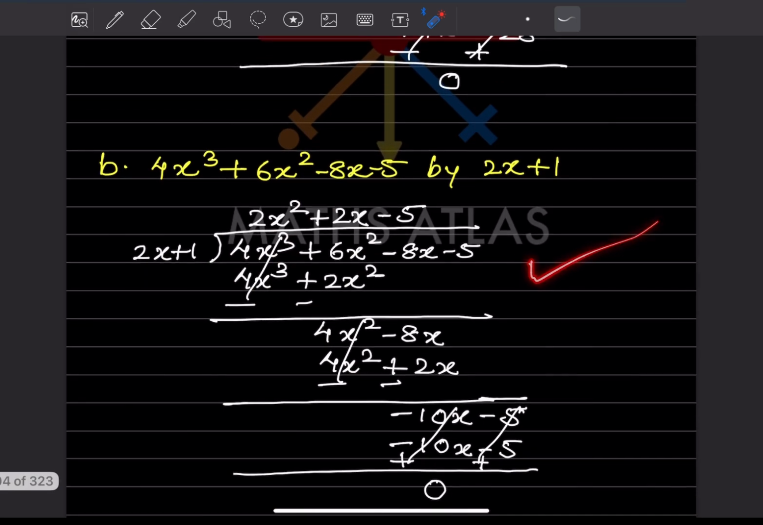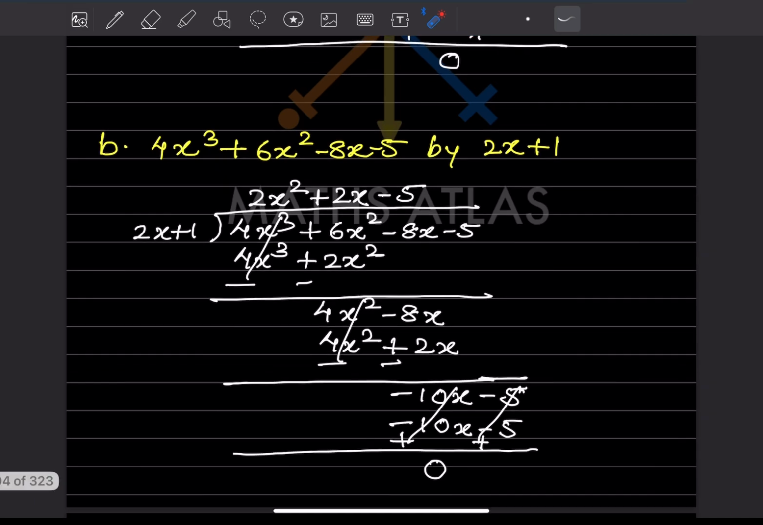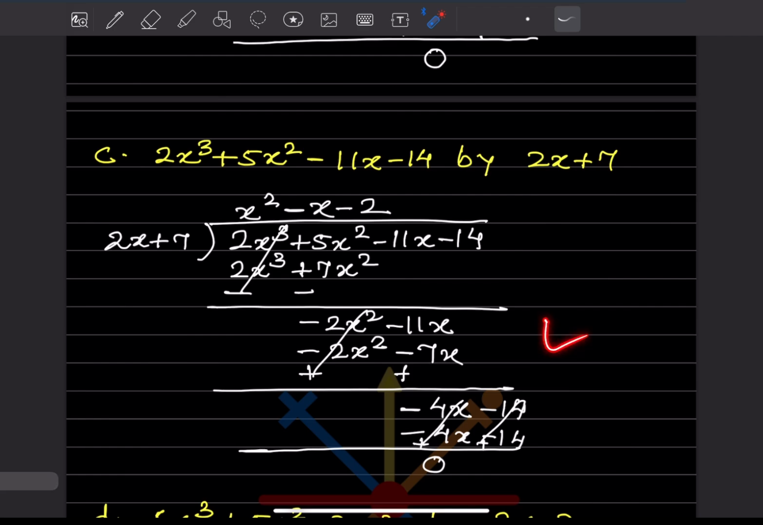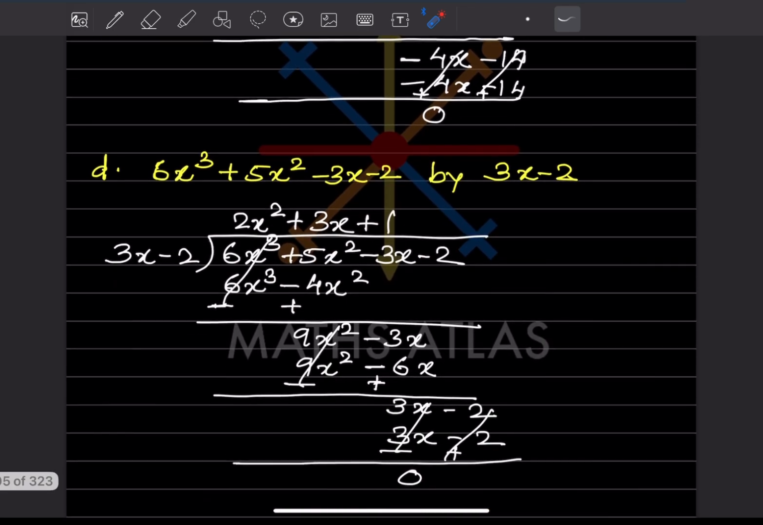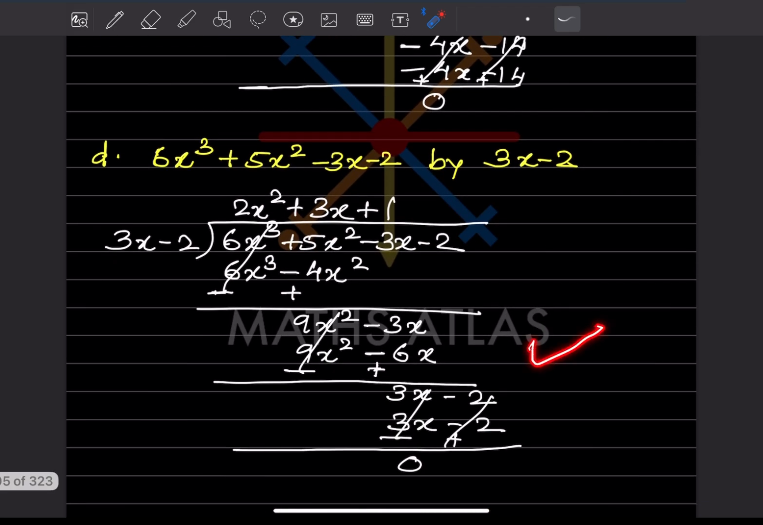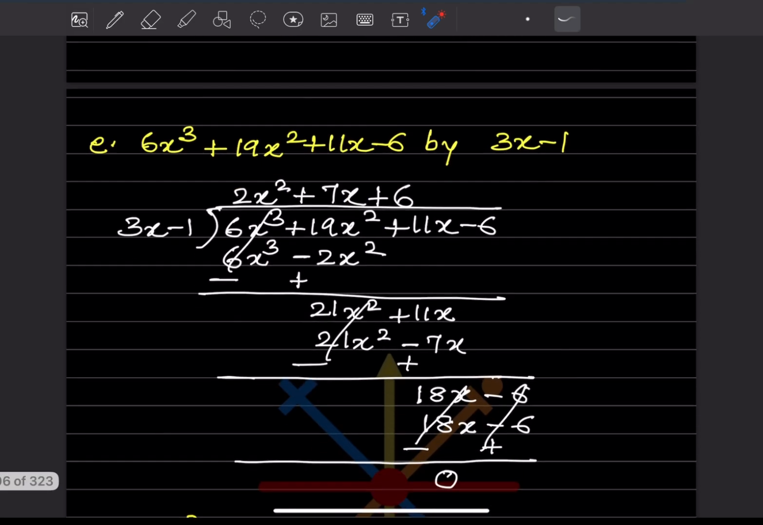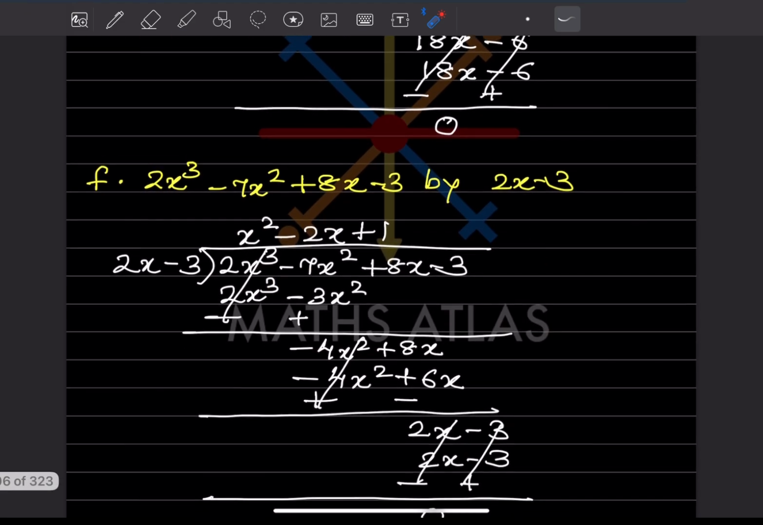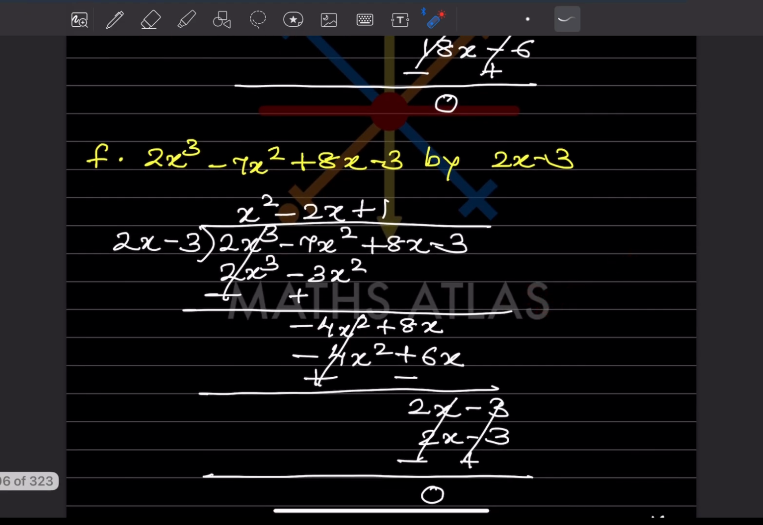Again here the similar one. You can have a look at it. This is also the similar one. This is also the same. Again this is the same. Same here.